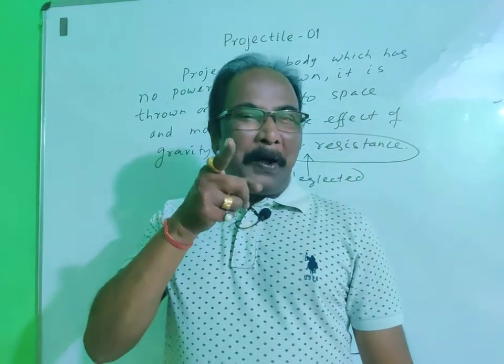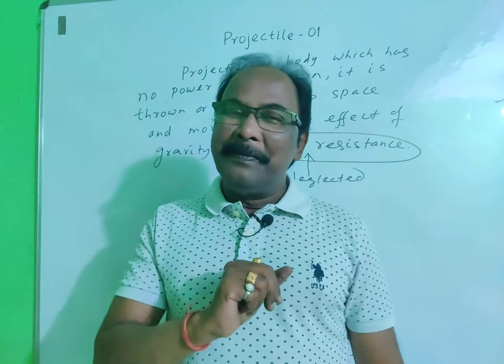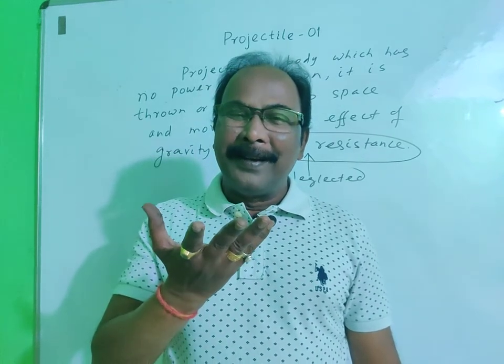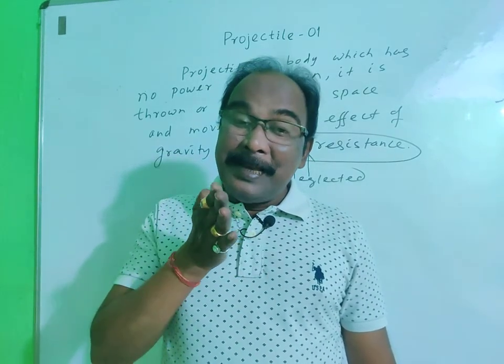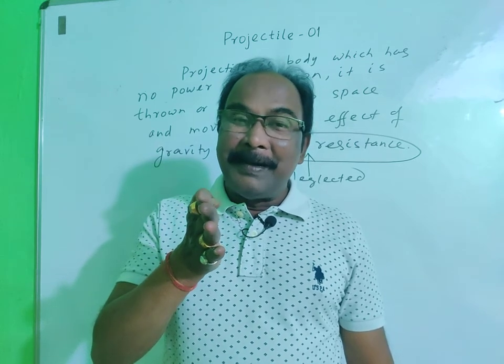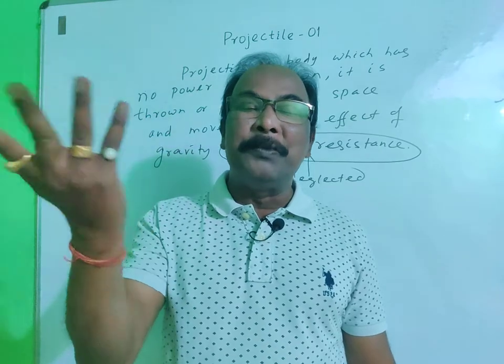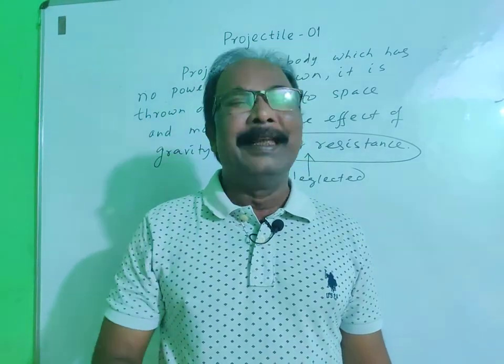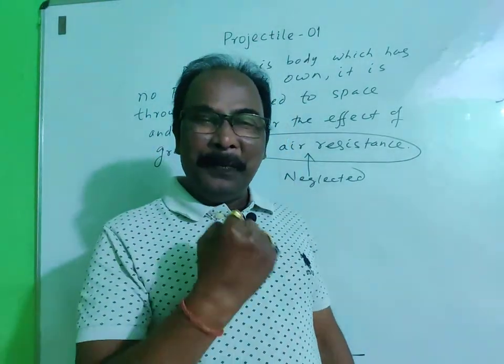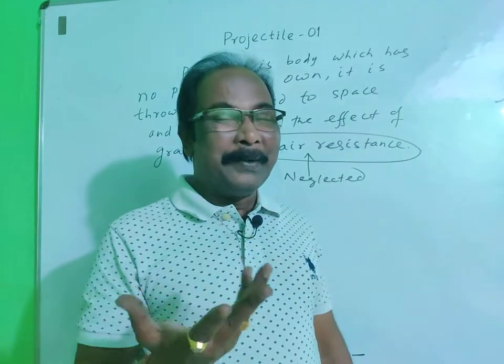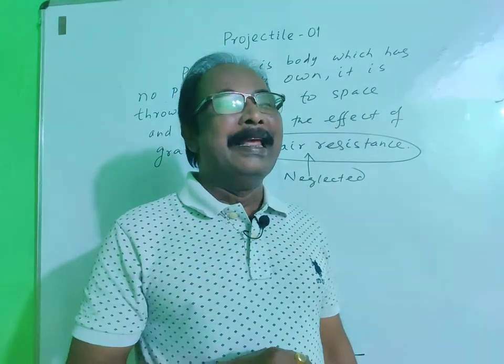Bullet fired from gun. Bullet is a body which has no power, okay? It is given a force by using the gun and it moves in air, means moves in space, okay? And gravity pulls it down. We'll see different examples, okay?